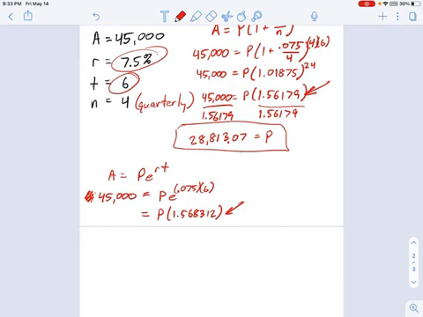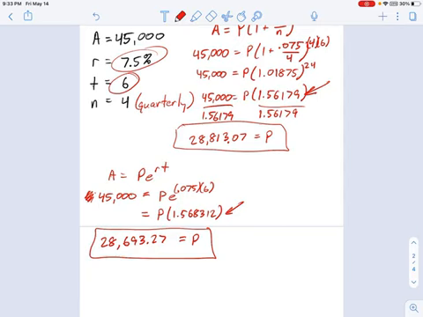And now I'm going to divide each side by that number, and what I get is my initial investment has to be $28,693.27 if I expect this to grow to $45,000 at the end of 6 years.